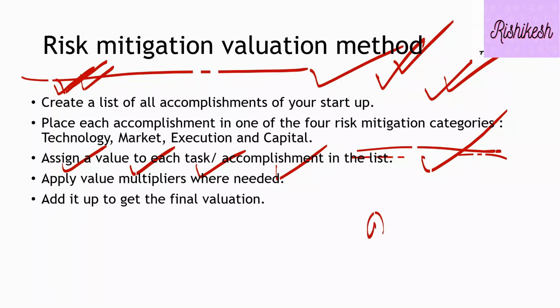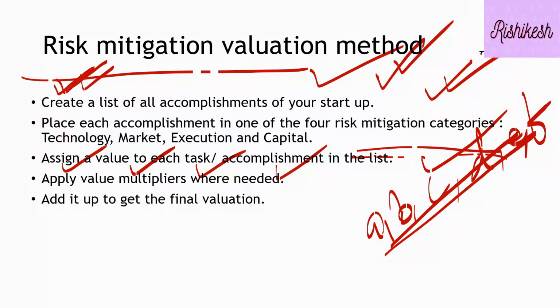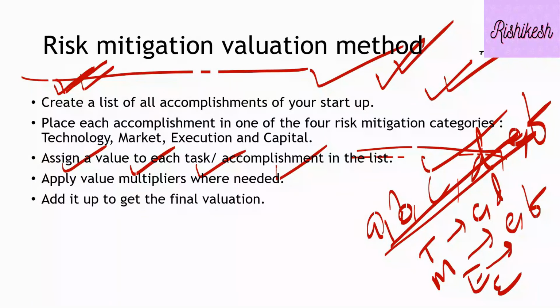So let's suppose you've got A, B, C, D, E, F accomplishments. So you've got 6 accomplishments. So there's technology, market, execution, and capital. Let's suppose in technology it's C and D, in markets it's E and F, in execution it's A, and in capital it's B, let us say, right? So this is what you did. You wrote down all your accomplishments and divided the accomplishments into 4 different categories. And those categories are technology, market, execution, and capital.